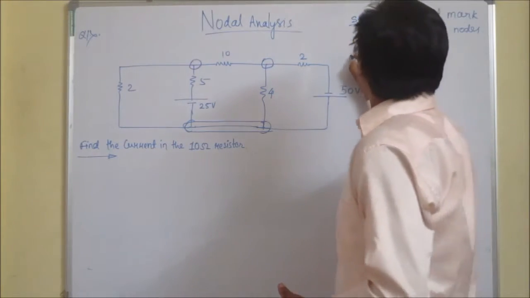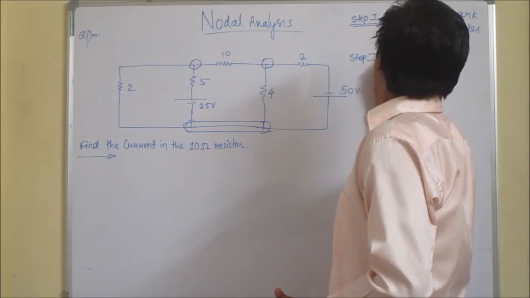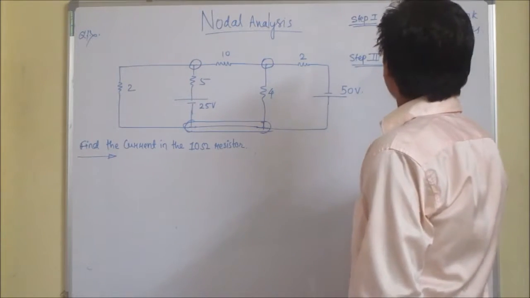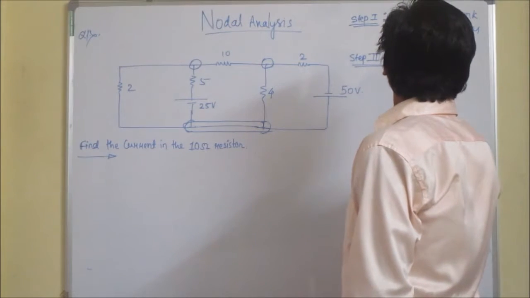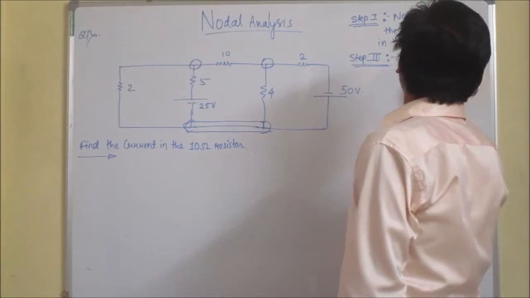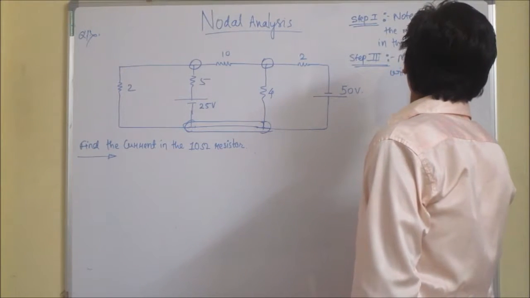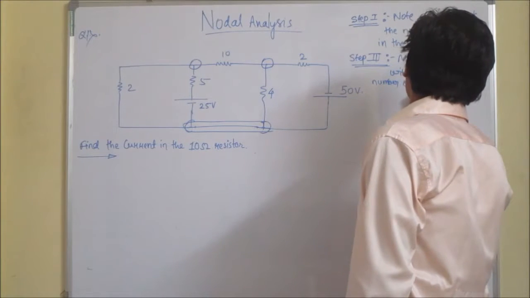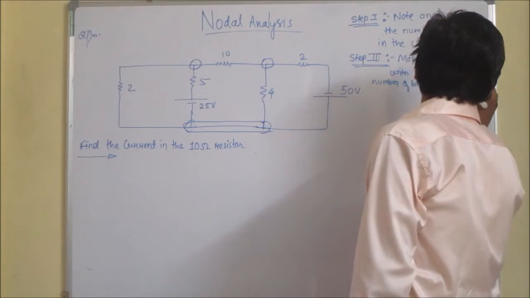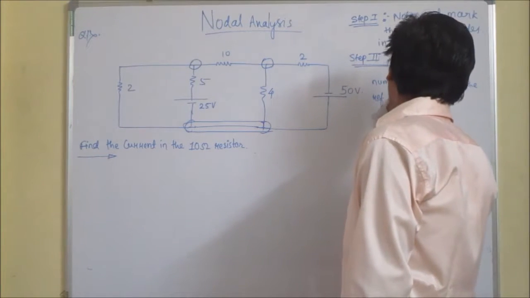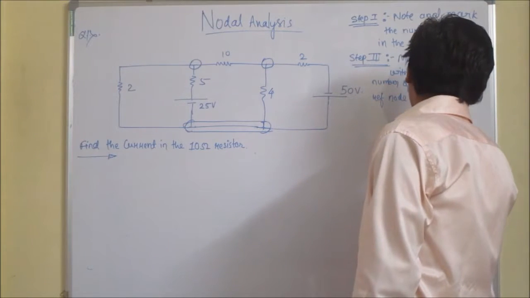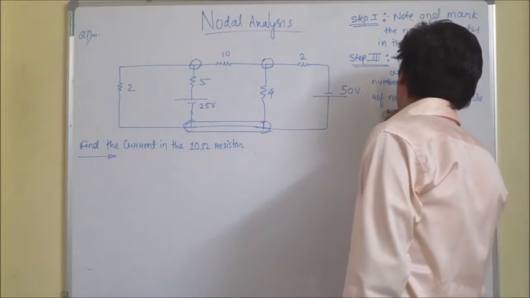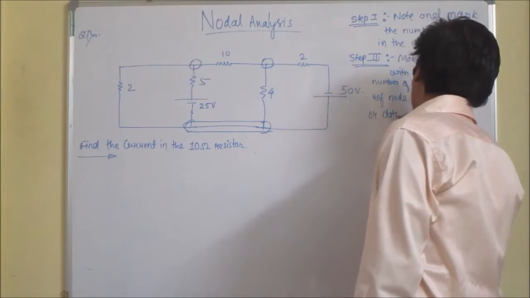Now, step 2 in our nodal analysis is to make the node with the maximum number of branches the reference node, or ground node, which is also called the datum node.